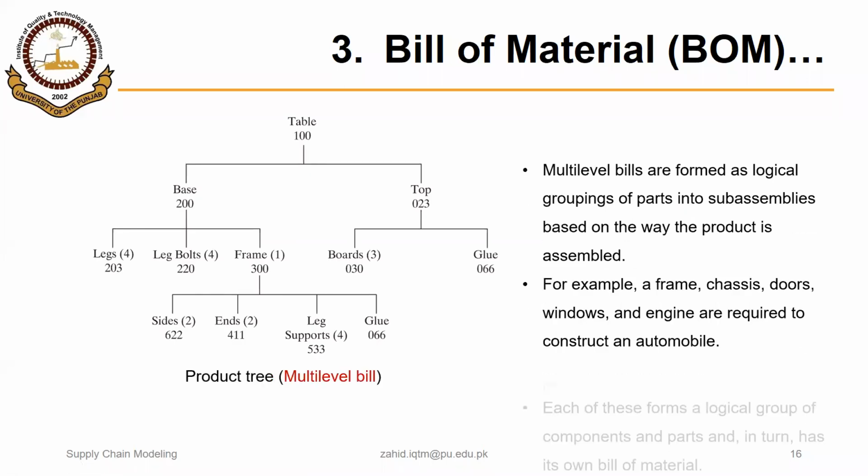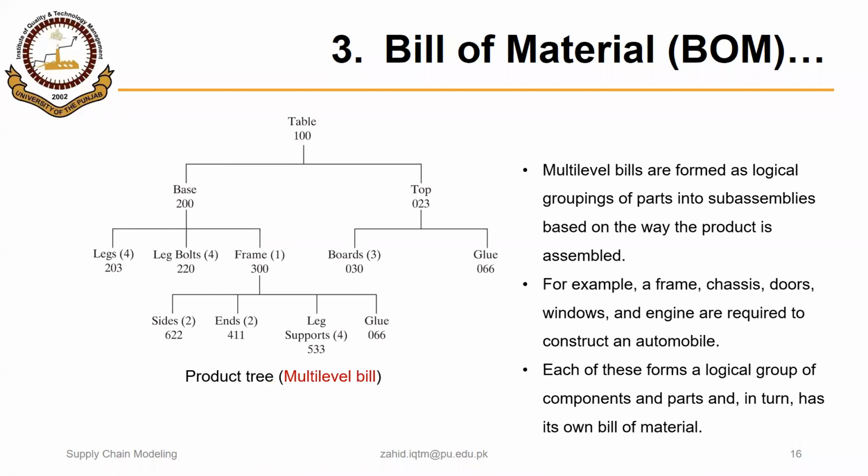In this case here, it is a multi-level bill of material or product tree. So we have the end item, that is table. It comprises 2 sub-assemblies, base and top. Base further consists of, for example, here 4 legs, 4 boards, 1 frame, and frame is a sub-assembly that consists of 2 sides, 2 ends, 4 legs, and glue. And top has 2 components. It is made up of boards and glue. And once again, you can see that each product or part has a unique code as well.